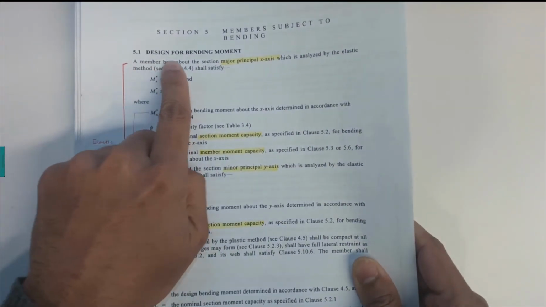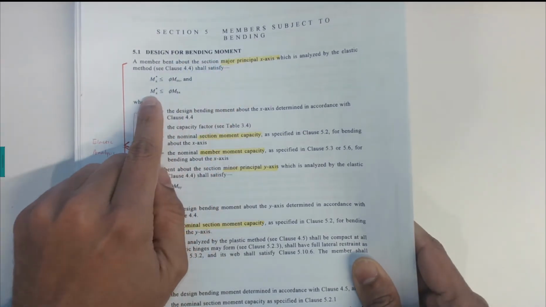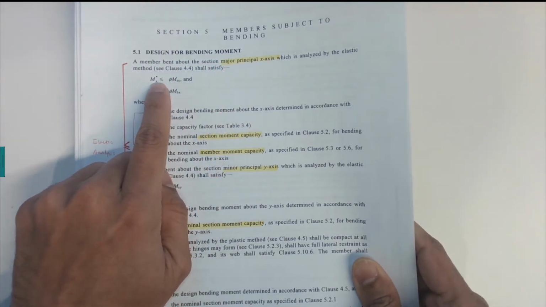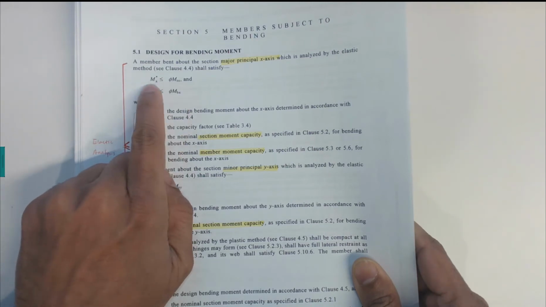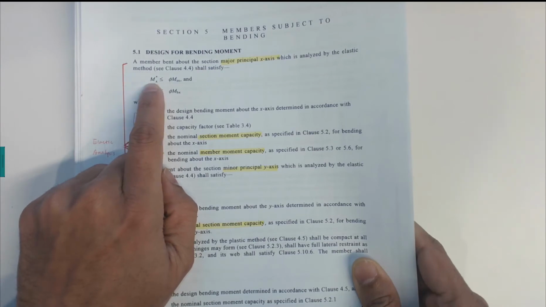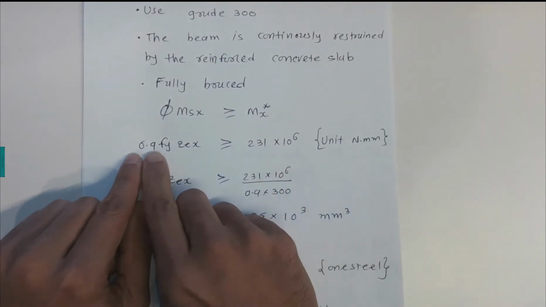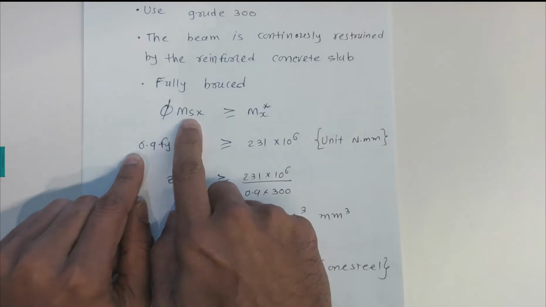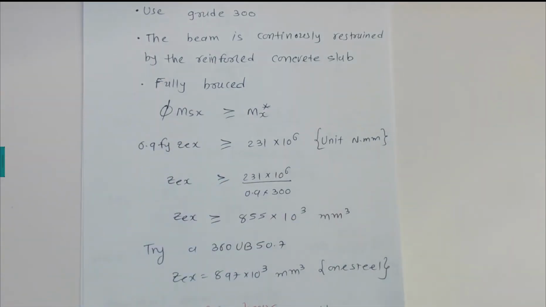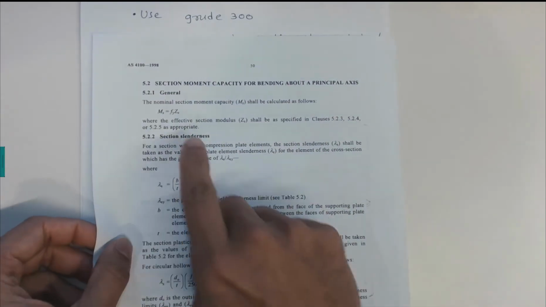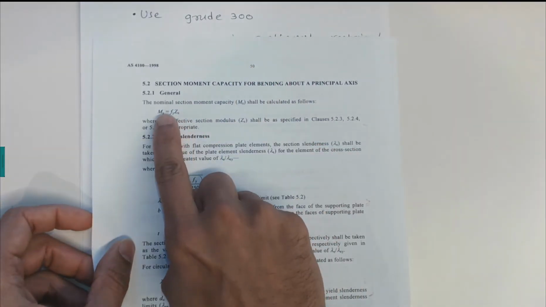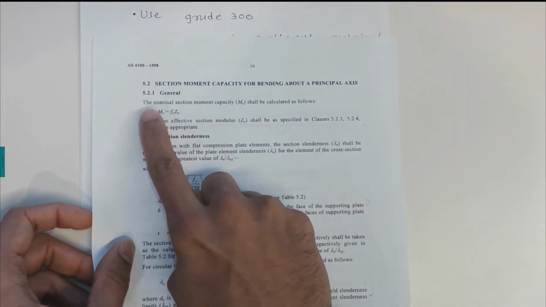We have the design bending moment, M star, which must be less than or equal to phi MSX. This comes from the bending moment diagram, and it is the design moment for the particular beam. Then we have 0.9 times Fy times ZE for the MSX. If you turn the page over, the equation is provided on page number 50. We have a nominal section capacity Ms, and we multiply by the safety factor, phi.